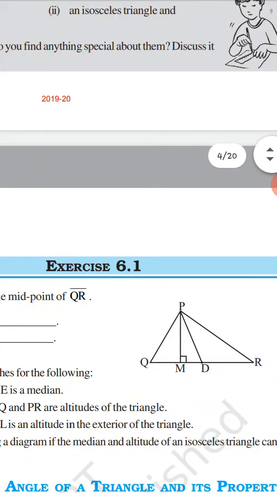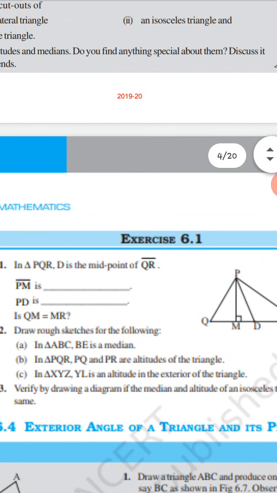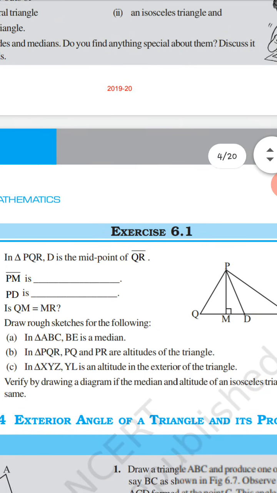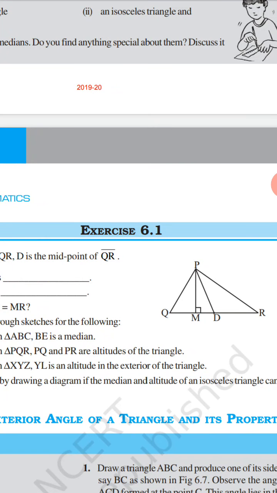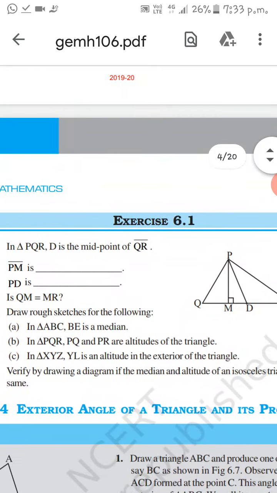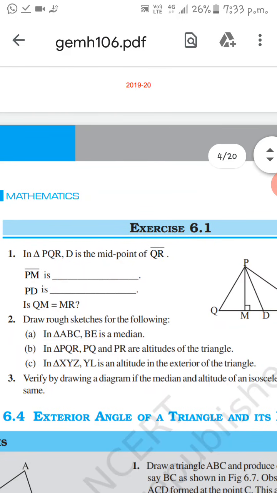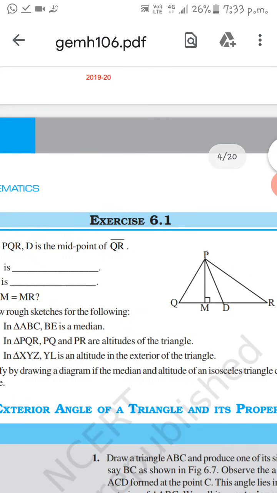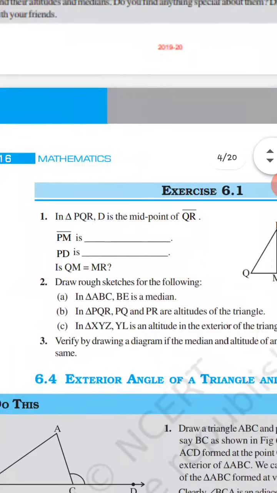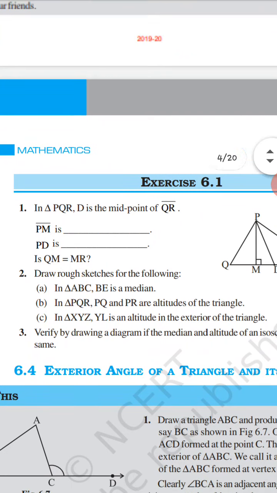Let us see exercise question 6.1. In the given figure, in triangle PQR, D is the midpoint of QR. Angle PMD is 90 degrees. So PM is the altitude and PD is the median. Is QM equal to MR? So QM is not equal to MR. Draw a rough sketch for the following triangle ABC. BE is the median. So you can draw it for question 2.